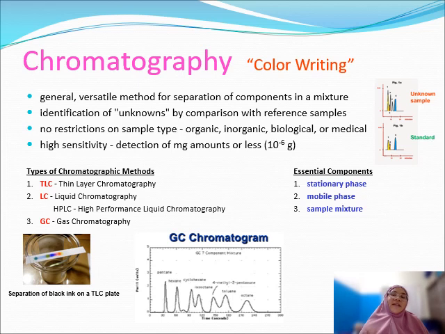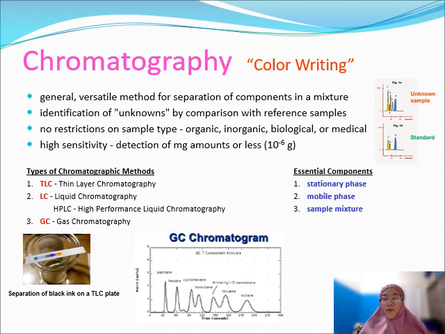And then this technique of chromatography will help in identifying the unknown by comparing with the reference samples. Okay, and there are also no restrictions on sample type. It could be an organic sample, inorganic sample, biological sample, or medical sample, and it also has high sensitivity.